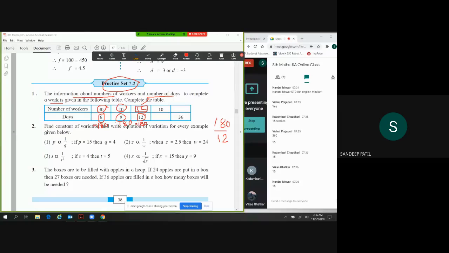And for the next thing, what is the value of number of days? If number of workers are 10, how many days may be required? So 18 days. That's correct. Or number again, yeah, for 36 days. If we want to complete this project in 36 days, then how many workers are required?